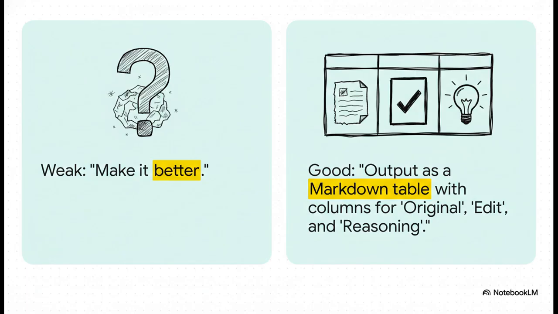Compare that to something like "output as a markdown table with columns for original, edit, and reasoning." See the difference? It's not just asking for some vague improvement. It's defining exactly what a successful, usable output actually looks like. That's the difference between getting a wall of text and getting a tool you can actually put to work.